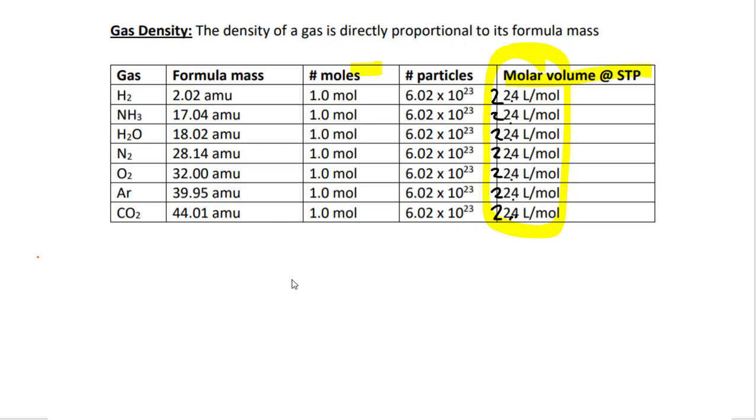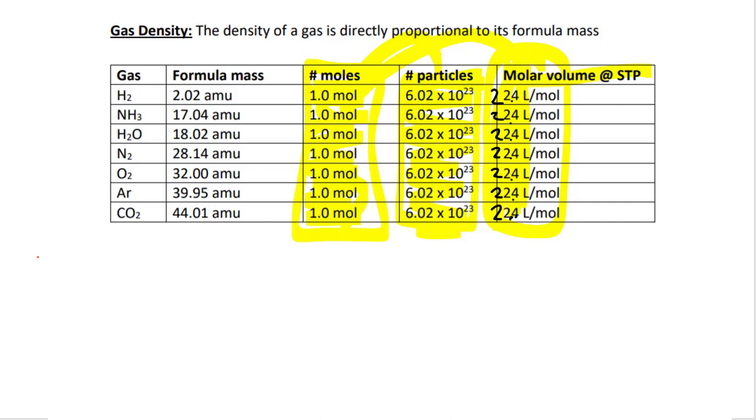All of these gases, for 1 mole of it, all have 6.02 times 10 to the 23rd particles. Because for 1 mole of anything, there's always 6.02 times 10 to the 23rd particles. And for 1 mole of any gas, there's always 22.4 liters of molar volume. Now, notice what is different, the formula mass.